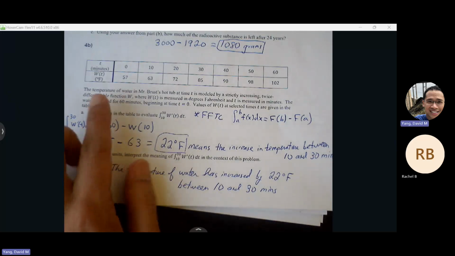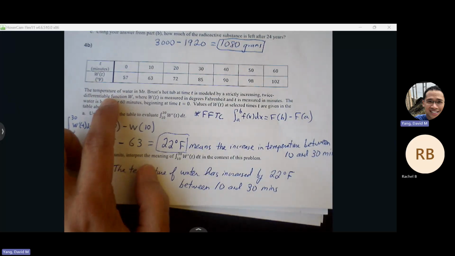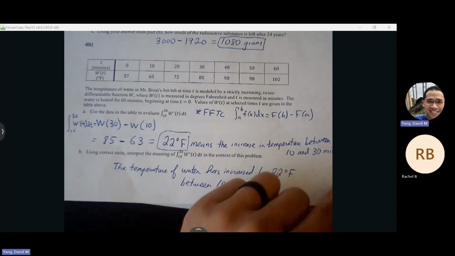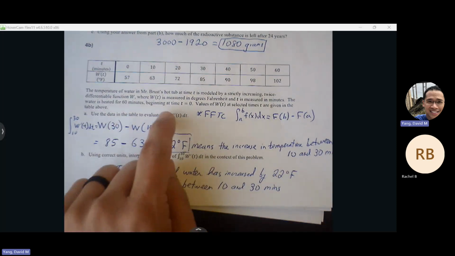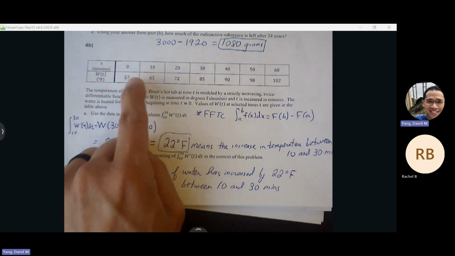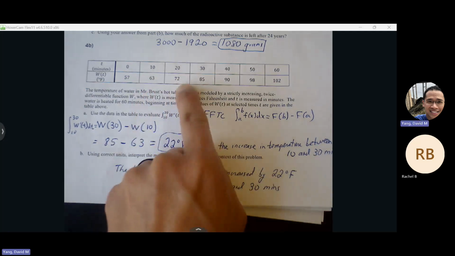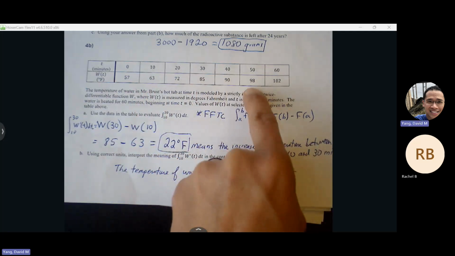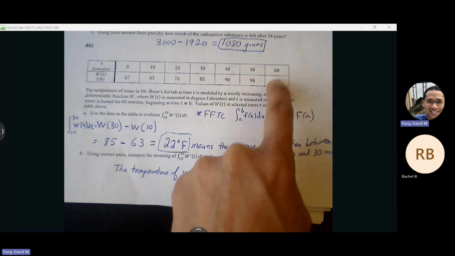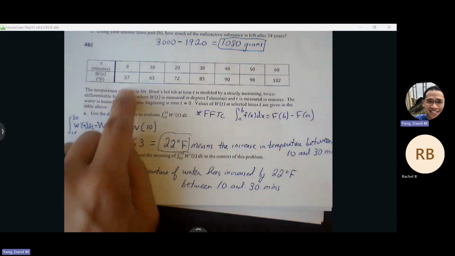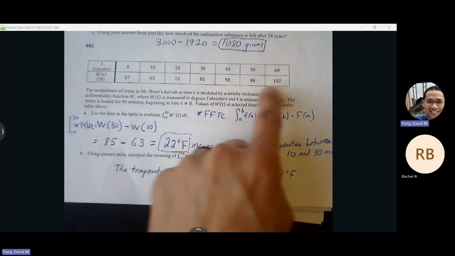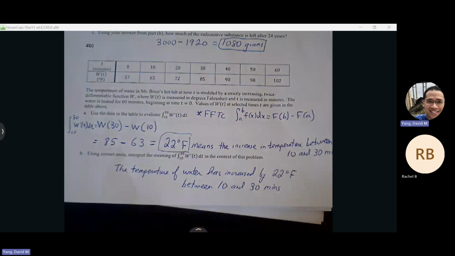Okay, for B, the temperature of water in the hot tub is modeled by W of T. So this tells us the temperature as it increases over this hour-long period. So 57 degrees goes all the way to 202 degrees over this 60-minute period.